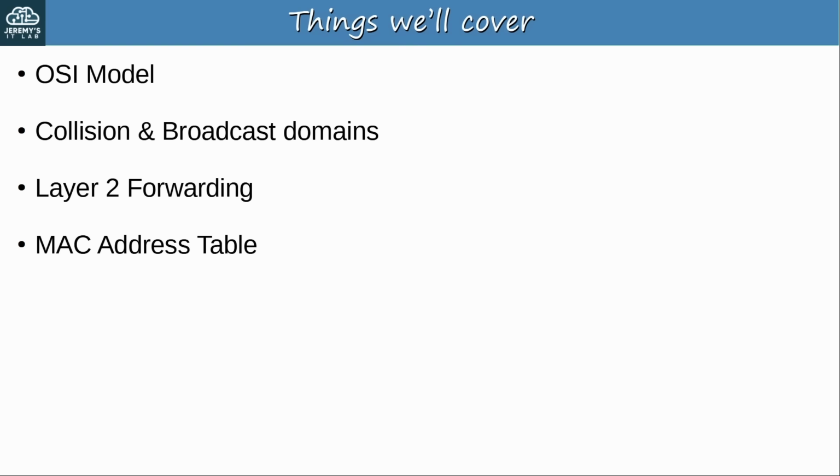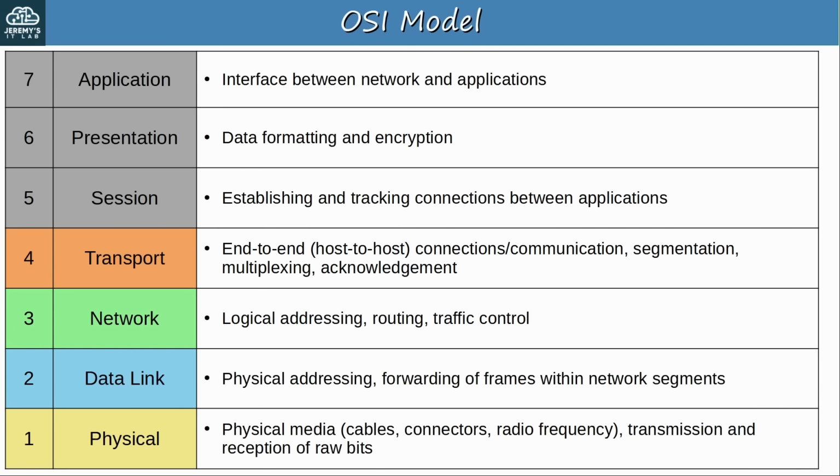Okay, let's get started. So, here are the 7 layers of the OSI model, from top to bottom: application, presentation, session, transport, network, data link, and physical. Each of these layers describes different functions necessary to allow computers to communicate over networks. For example, the physical layer defines physical media such as cables, connectors, and radio frequency used for the transmission and reception of raw bits. On the other end, the application layer provides an interface between applications, for example a web browser, and the network, using application layer protocols like HTTP.